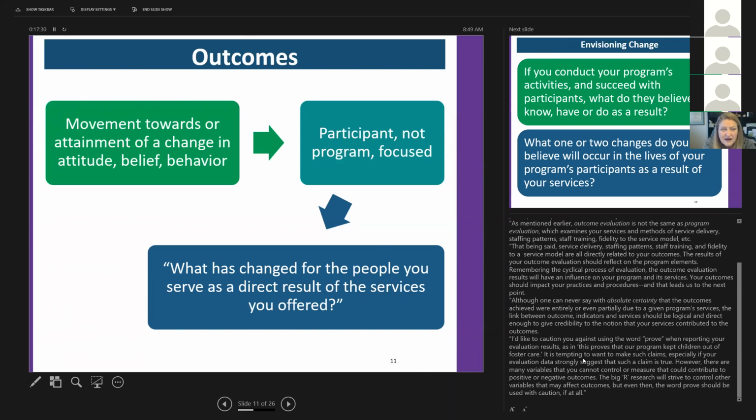So again, I'm going to just pause for a moment and see if anybody has any questions as they have gone through this content, or has any pieces that they want to talk about.